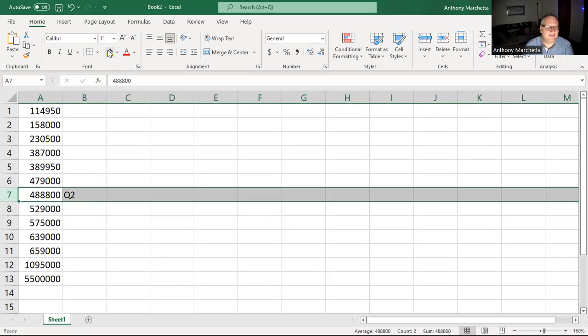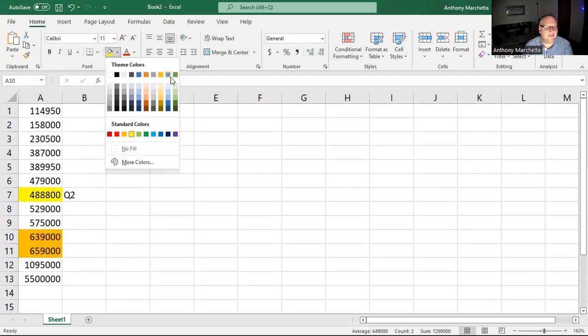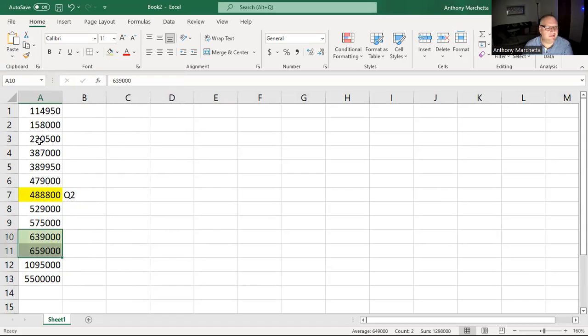Let me just highlight it. Now I should look at just these and think, what's the median of those? The median of those is going to be the average of these two. Let me highlight those. Same thing is going to happen here. Let's make it a different highlight. That's good.